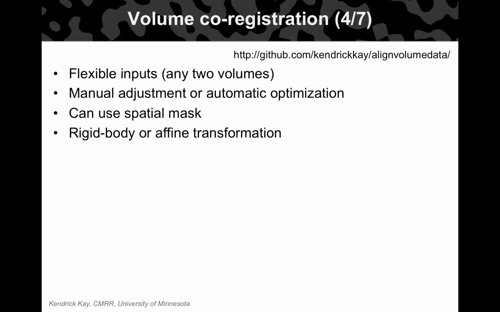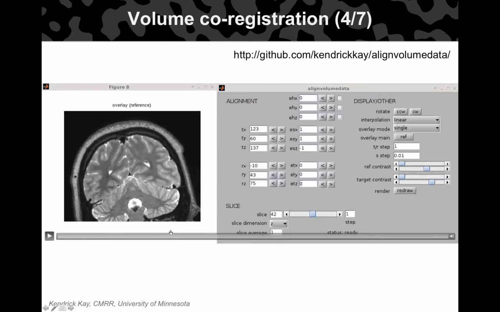There are different types of transformations, of course. And here's a little example. There is a GUI, but you can also proceed automatically. On the left, you have the supposedly registered data. I'll play the movie in a second. And you have various translation, rotation, scaling, and shearing parameters, and various visualization manipulations.